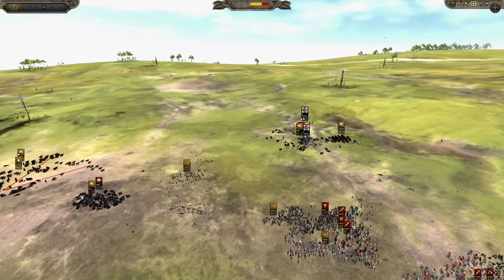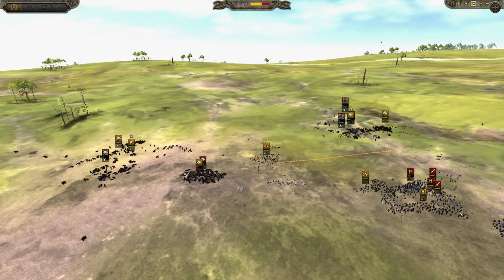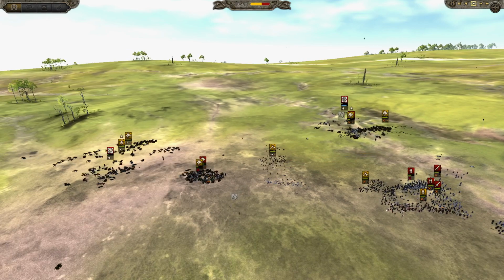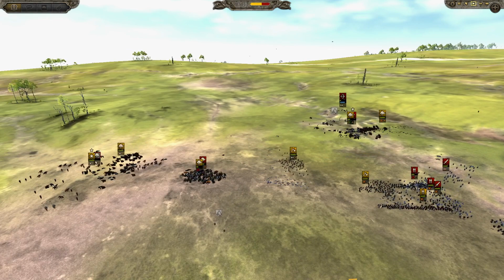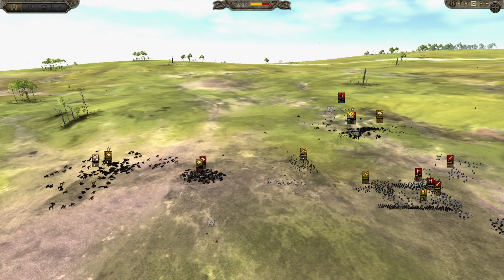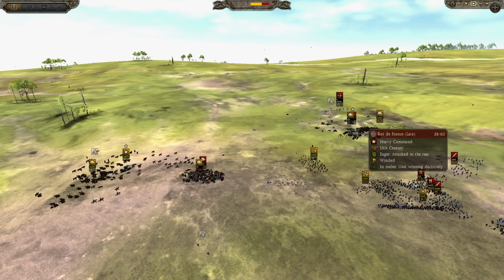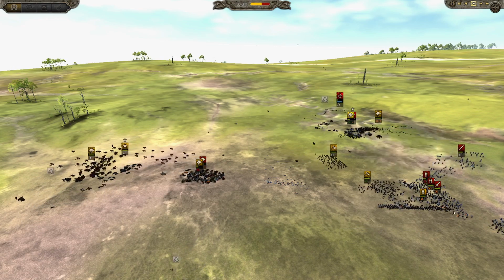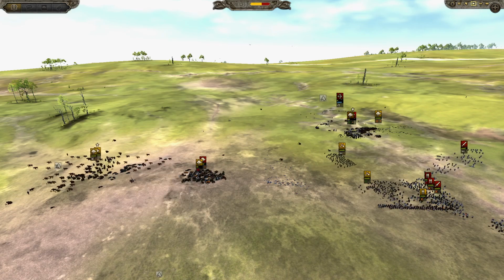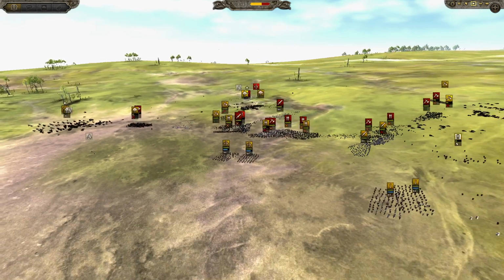I did eventually bring my general around the flank to clear this up. I'm going to bring this foot knight unit in to try and help secure this left of center. Our cavalry unit here is in with their heavy commander. And then we're going to start getting these units here, bring them over to assist.